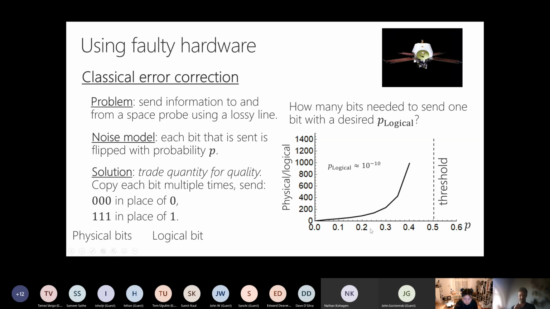And if you want to get a really accurate final result, with an overall probability of failure of 10 to the minus 10, for example, then you might need hundreds or thousands of bits to encode that information given these values of p here. And if you want even more accuracy, then of course you need more bits to encode that information. So this should all make rough sense. There's one point here that I want to point out: if each bit is flipped with probability 1/2, then you're really beyond hope. There's no way of encoding any information in that case.